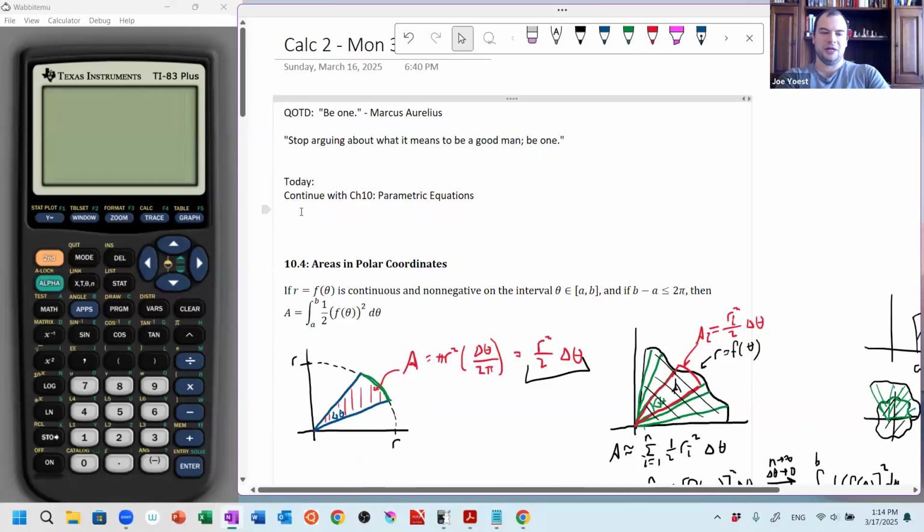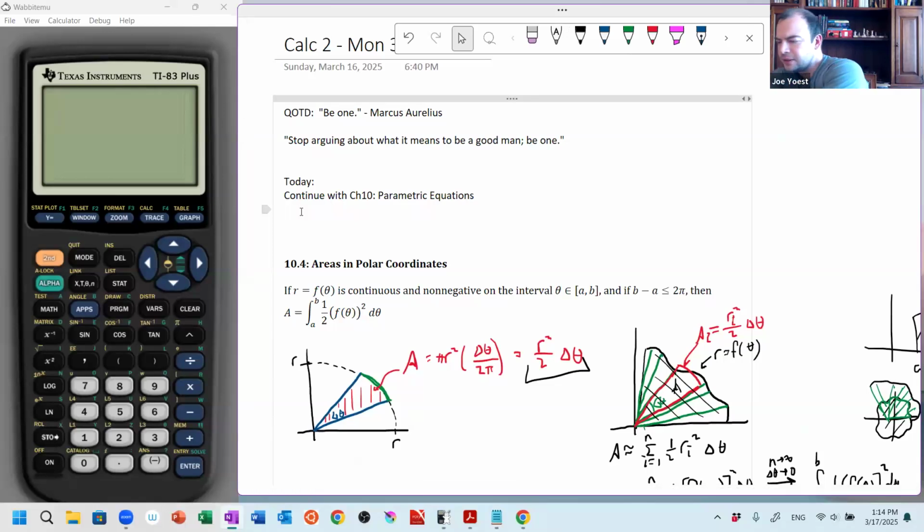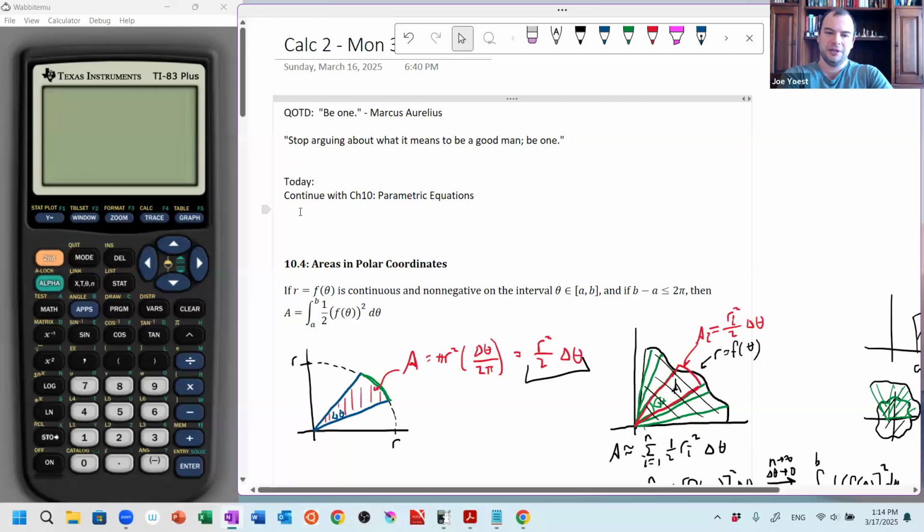All right, any questions on parametric equations? All right, so like I mentioned at the beginning of class today, we will skip over 10.5 and 10.6. That's optional material. And next time we will start into chapter 11.